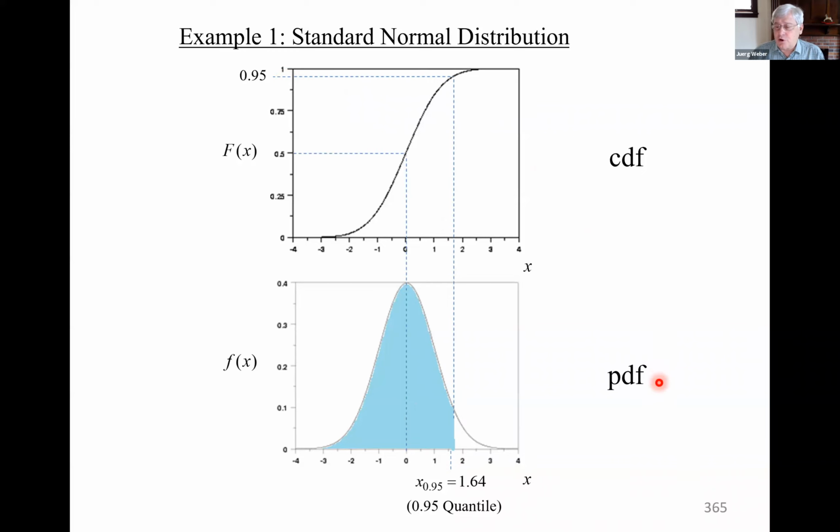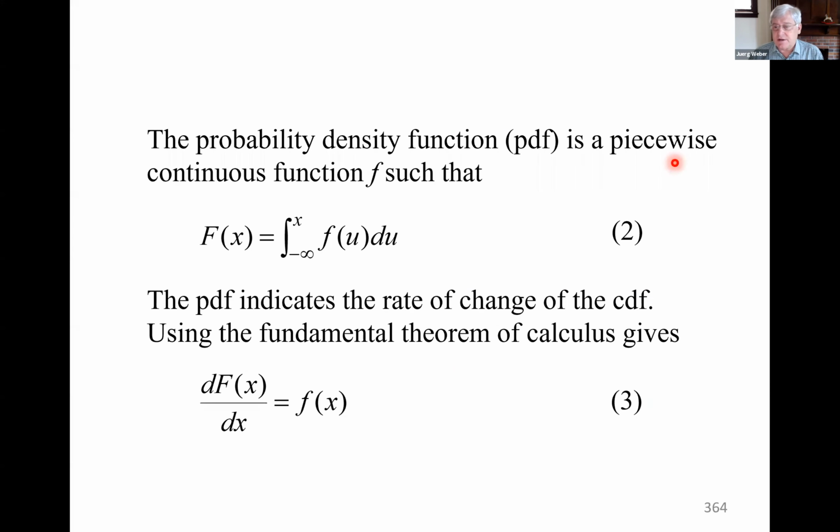So if you go from the PDF up to the CDF, you integrate. That's what we have done here in equation 2. You integrate from minus infinity up to the critical value small x under the probability density function. And this gives you the value of the CDF, the cumulative distribution function.